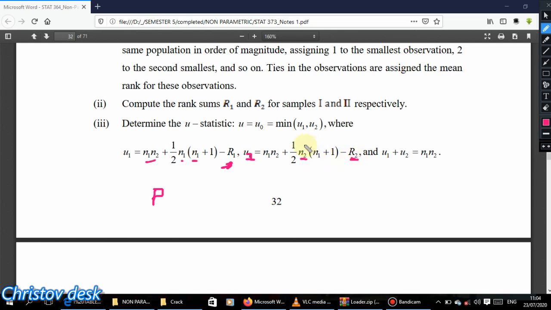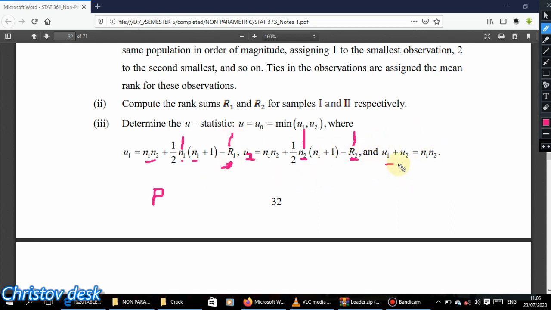So what you can do is to look at this. If you are doing U2, there is N2 here. If you are doing U1, there is N1 here. And then there is R2 for U2, and R1 for U1. Okay, take note of the formula.